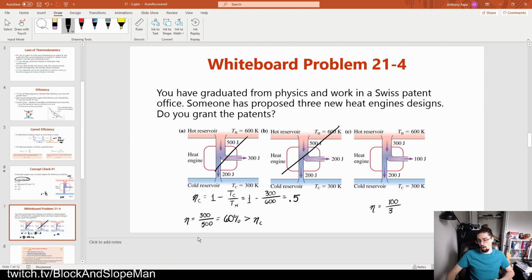100 over 300, work out divided by QH, 33% efficiency. That works. As long as we are less than the Carnot engine, we do not violate the second law of thermodynamics, and we are safe. So, engine C works.